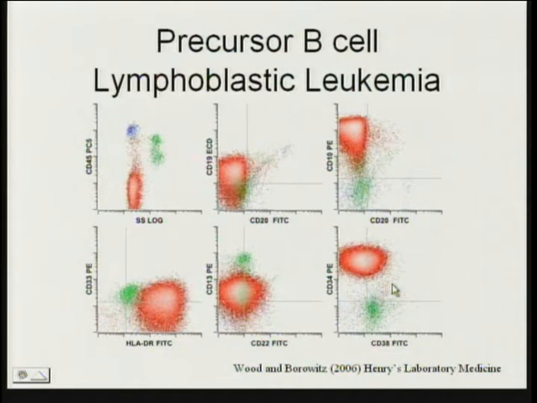So the phenotype of the population is similar to that of a normal immature B cell, but yet deviates from that in a way that we can easily identify it as abnormal and make a diagnosis of an immature B cell neoplasm, in this case precursor B cell lymphoblastic leukemia, lymphoma.